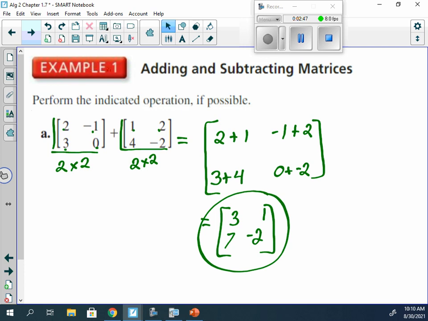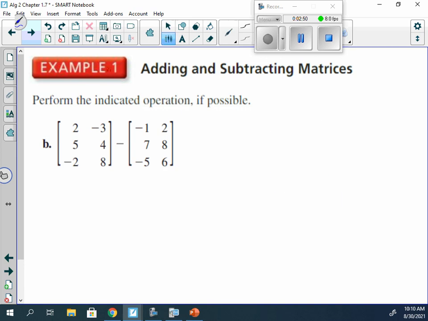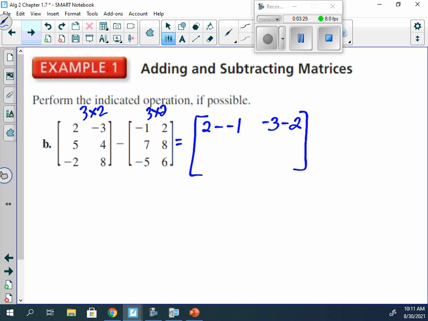We're ready for the next one. So what matrix do we have here? 3 by 2 and a 3 by 2. Okay. So we can subtract these two because they have the same dimensions. Since the sign in the middle is subtraction, we can subtract. So we can start off with top left, which would be 2 minus -1. Our next one would be 3 minus, and that's the first row.